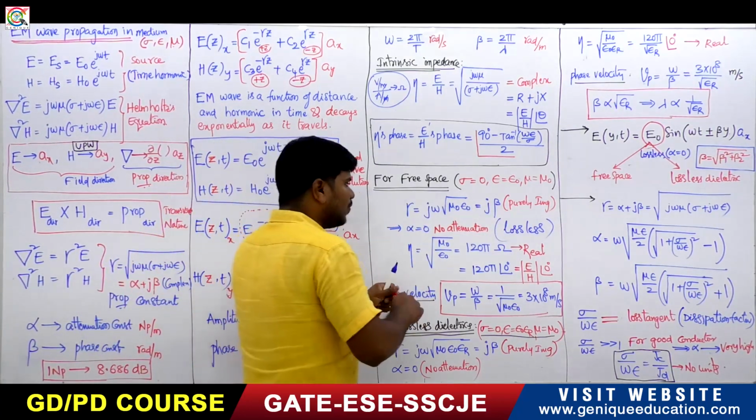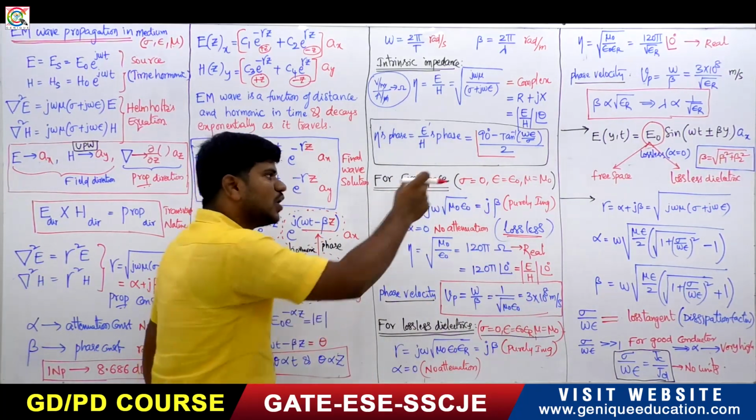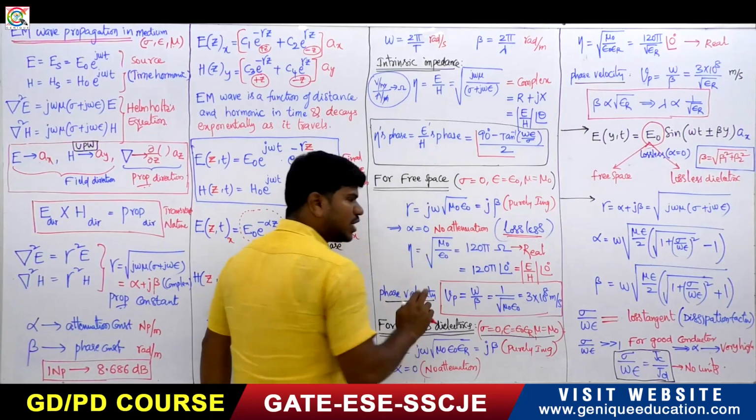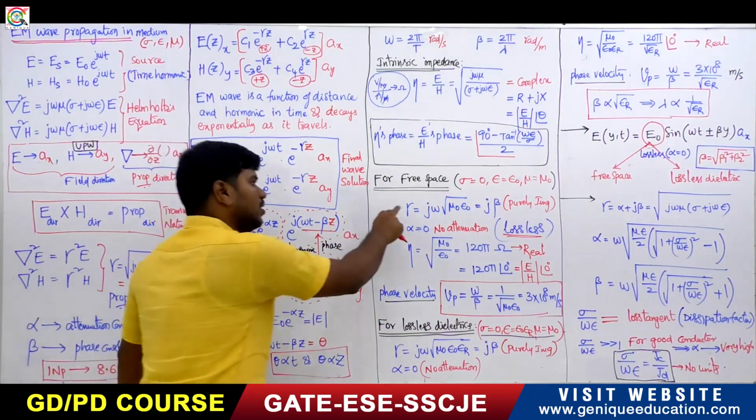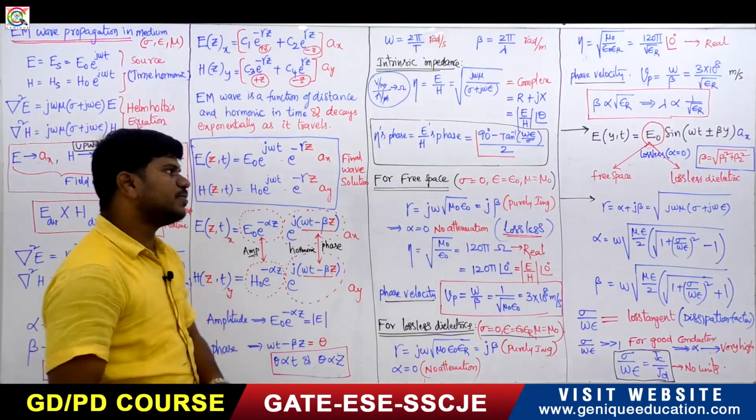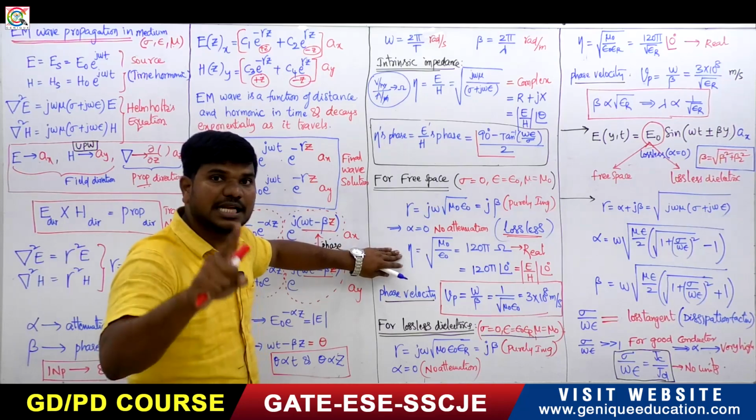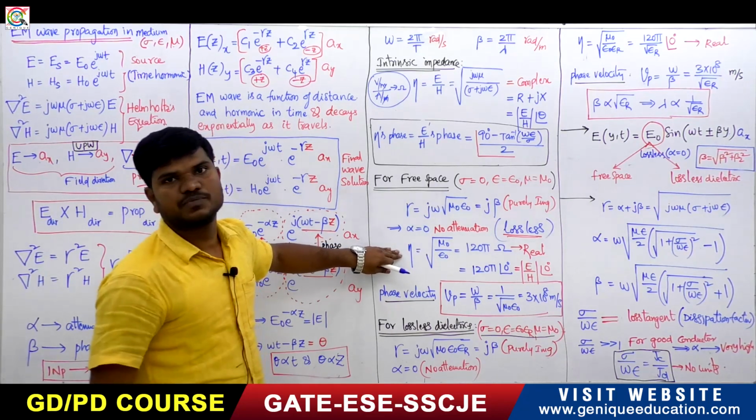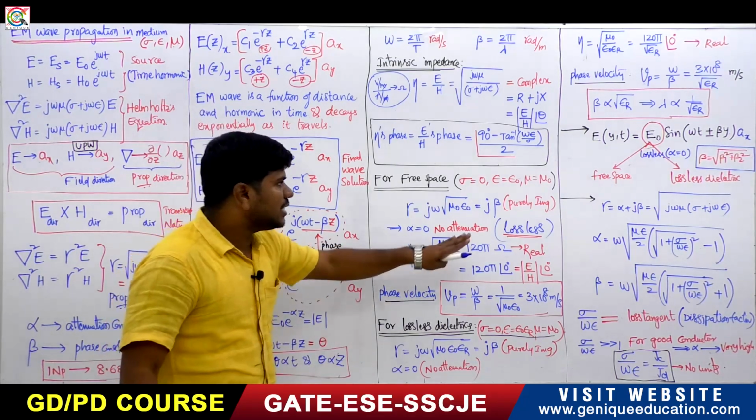Then only you will get a lossless phenomenon. Lossless means there is no attenuation, so alpha must be 0. For alpha to be 0, the propagation constant must be purely imaginary. Now what will be the intrinsic impedance? The intrinsic impedance must be purely real. So that is the meaning of this.